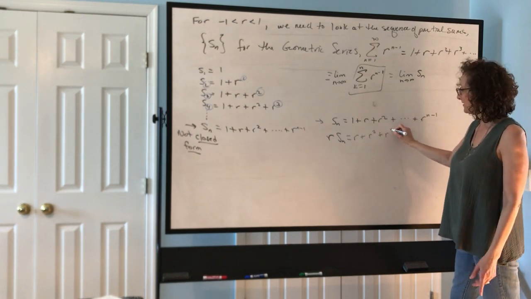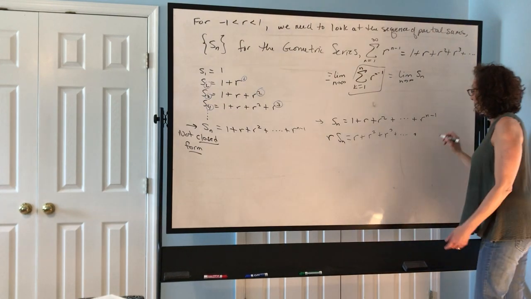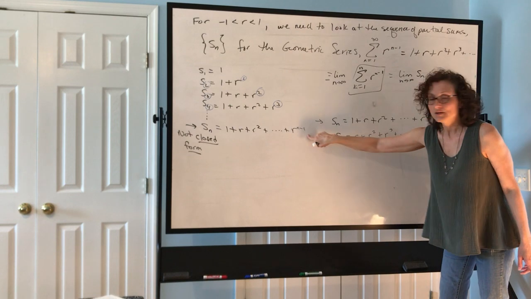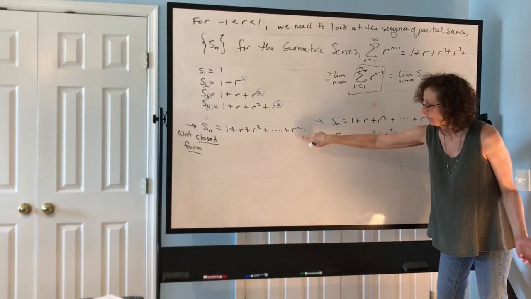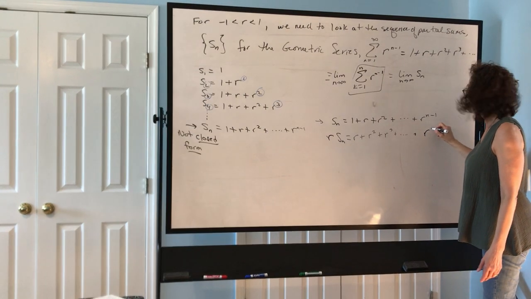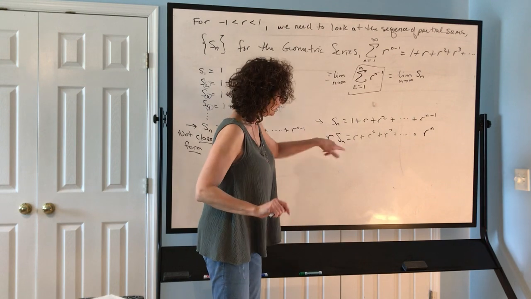R times r squared is r cubed, right? Plus the whole way out to, what's going to be my last term? What is r times r to the n minus 1? One more r. So I'll end with r to the n. Good. So this is r times Sn if I multiply the nth partial sum by r.